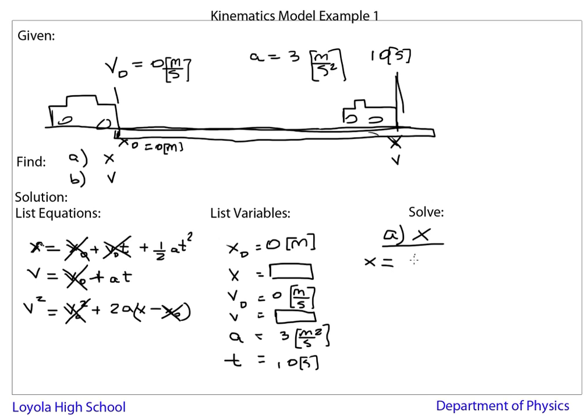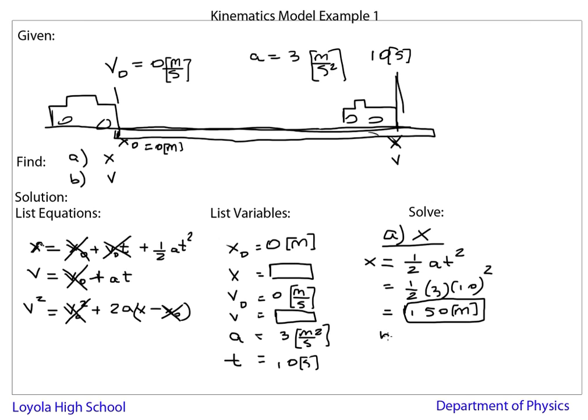Using that first equation, x equals 1/2 a t squared. I get 1/2 times 3 times 10 squared. So that's 100 times 3, 300, so that's 150 meters. And you box your answer. And that's how far the car travels, 150 meters.